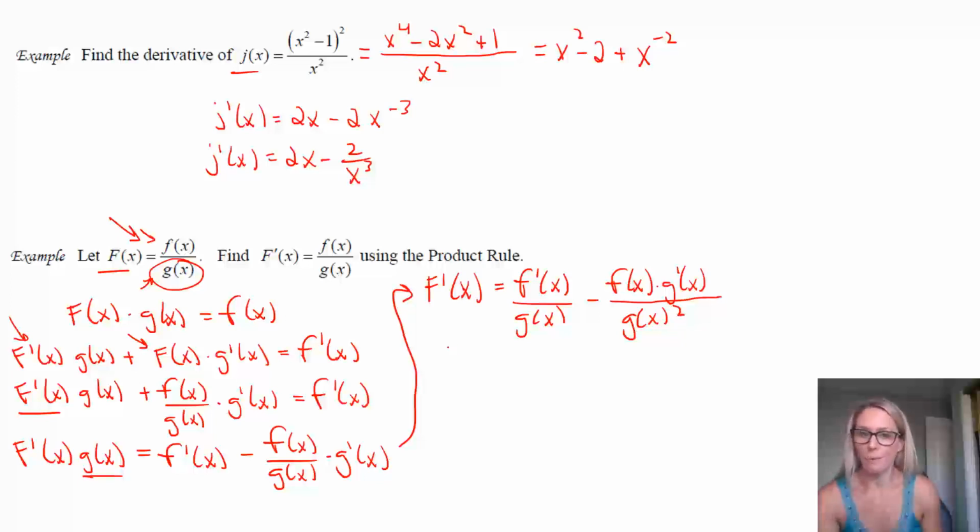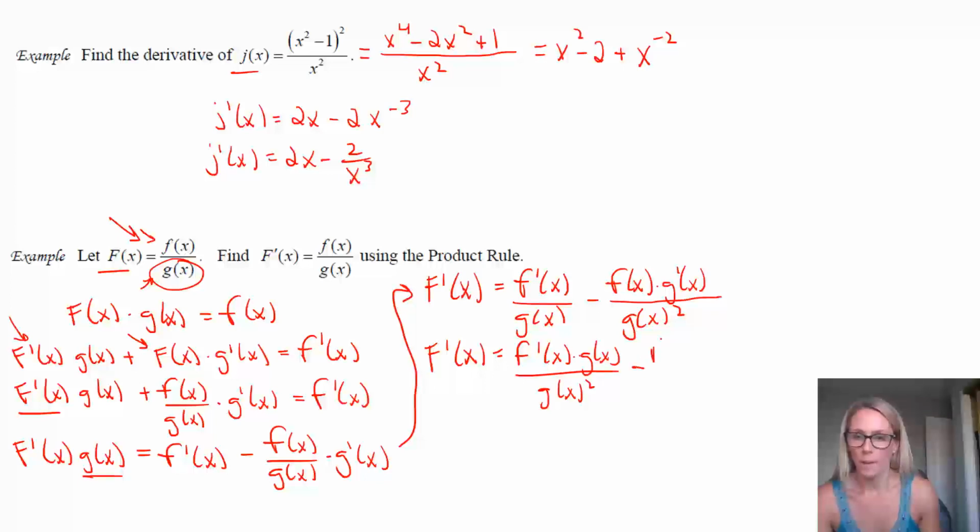So you might be able to see where we're going here. In order to combine these two things, so we have the simplified version, we need a common denominator. So I need another g of x on that first term, so that this is g of x squared. And then my other term already has the common denominator, g of x squared.